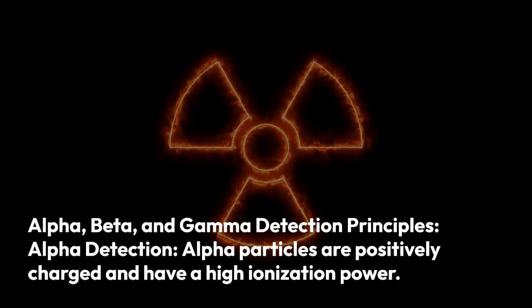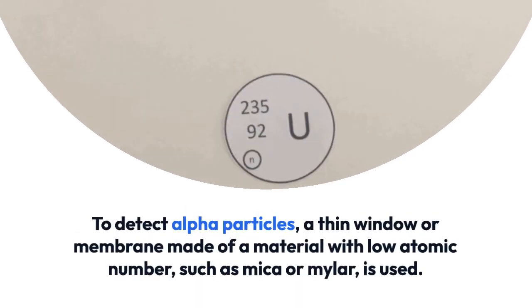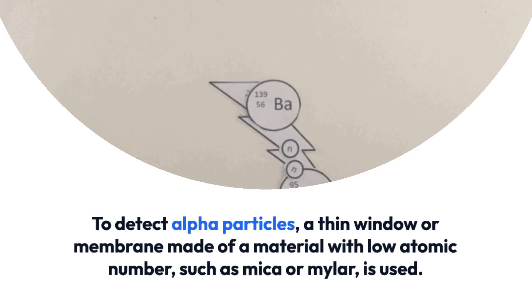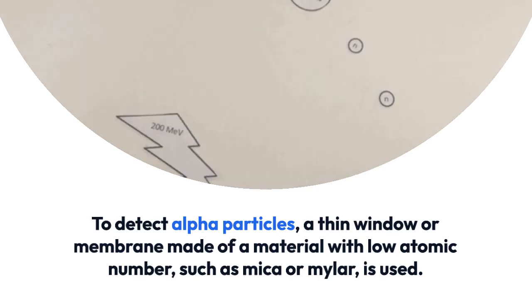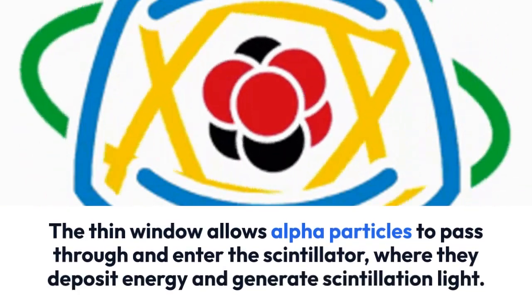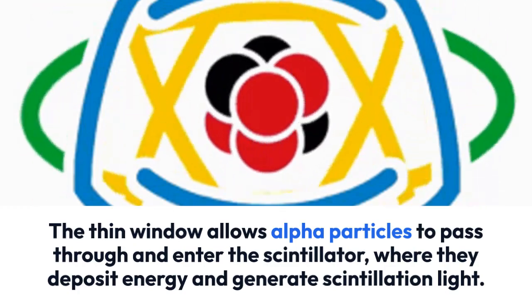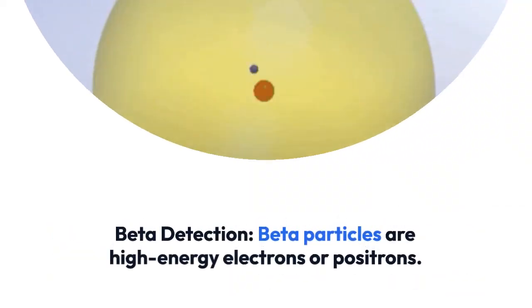Alpha, beta, and gamma detection principles. Alpha detection: alpha particles are positively charged and have a high ionization power. To detect alpha particles, a thin window or membrane made of material with a low atomic number such as mica or mylar is used. The thin window allows alpha particles to pass through and enter the scintillator, where they deposit energy and generate scintillation light.